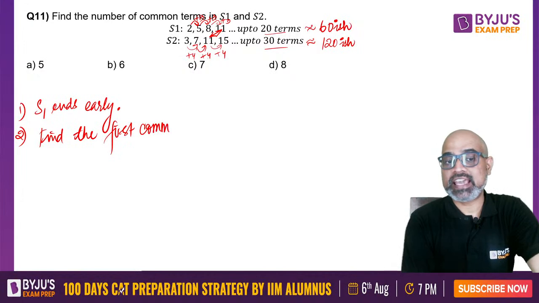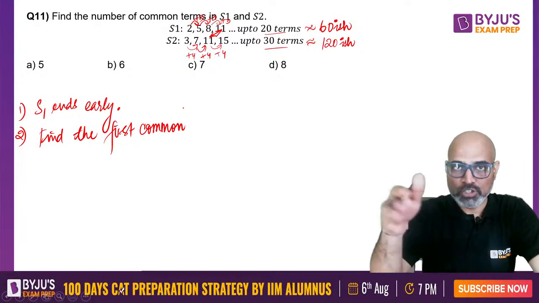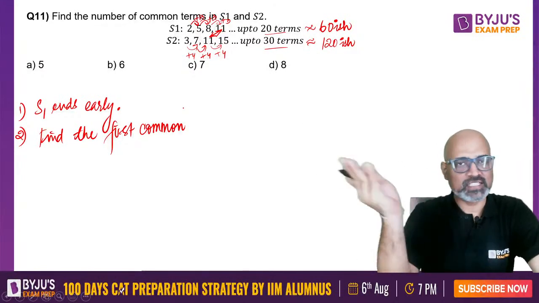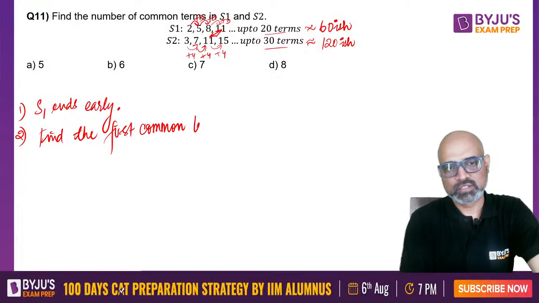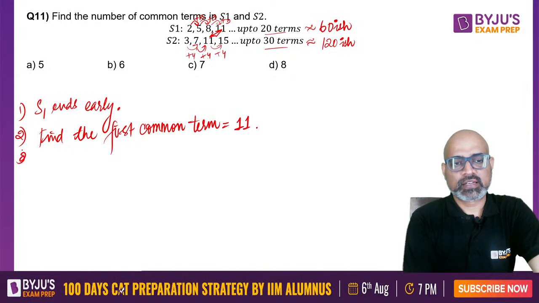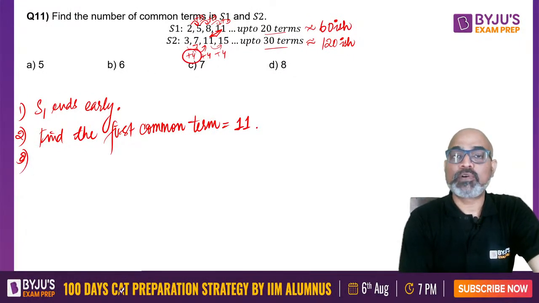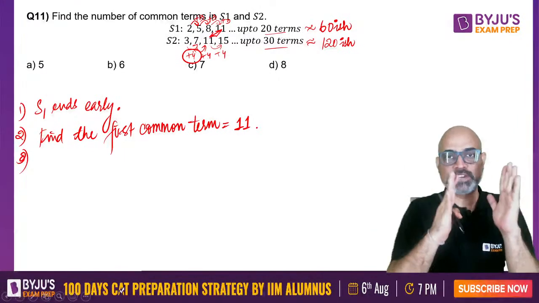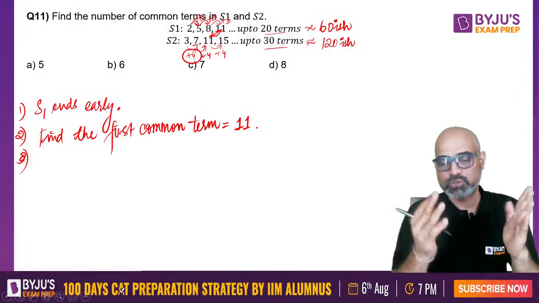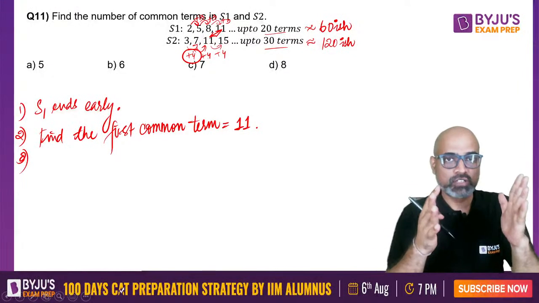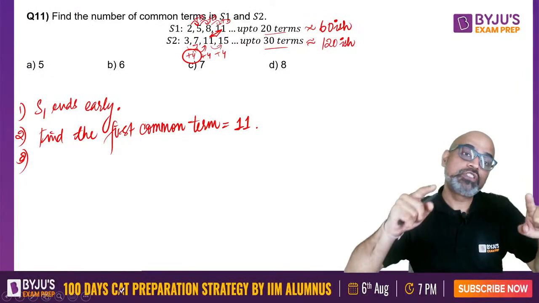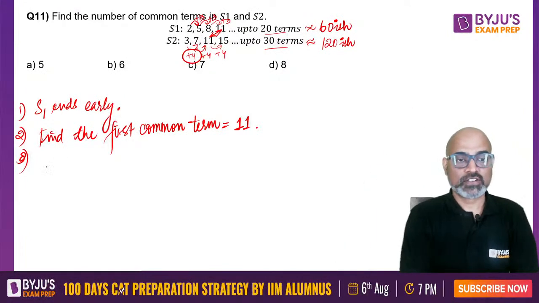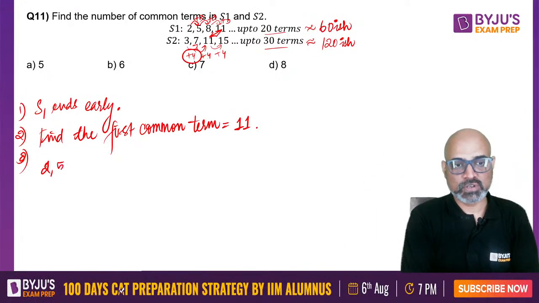If you don't see any first common term, then write down more terms for both the series and see which common term it is. So here it is 11. Third, this is a jump of 4 for the second series. So keep in mind, in the second series, if the jump or the common difference, as you call it, is 4, then you are going to take 4 terms of the first series.